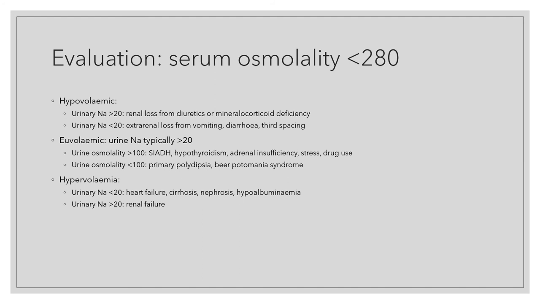Finally, if the patient is hypervolemic, you again look at the urinary sodium. And if the urinary sodium is less than 20, then the causes are heart failure, cirrhosis, nephrosis, or hypoalbuminemia. If the urinary sodium is greater than 20, then the cause is renal failure.